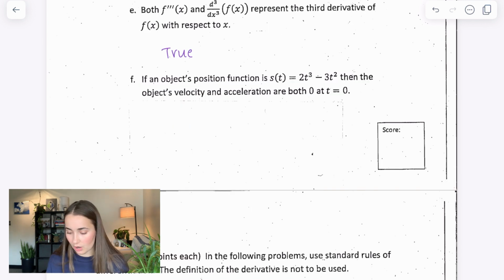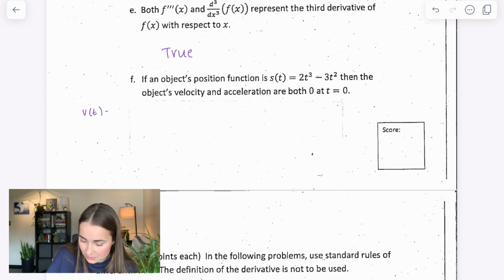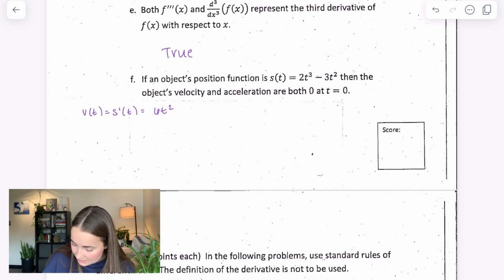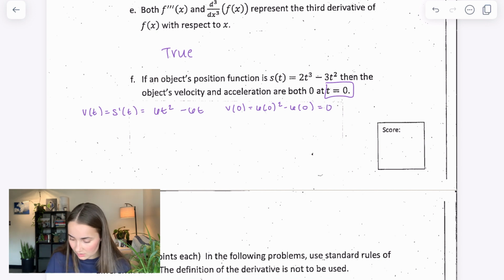Now for part F, if an object's position function s of t equals 2t cubed minus 3t squared, then the object's velocity and acceleration are both 0 at t equals 0. We can actually go ahead and solve for this. So in order to find the velocity, I'm going to take the first derivative of our position function. So this means I get what? 6t squared minus 6t. Let's go ahead and plug in the time t equals 0. So we get v of 0 is equal to 6 times 0 squared minus 6 times 0, which is indeed equal to 0. So we got the velocity.